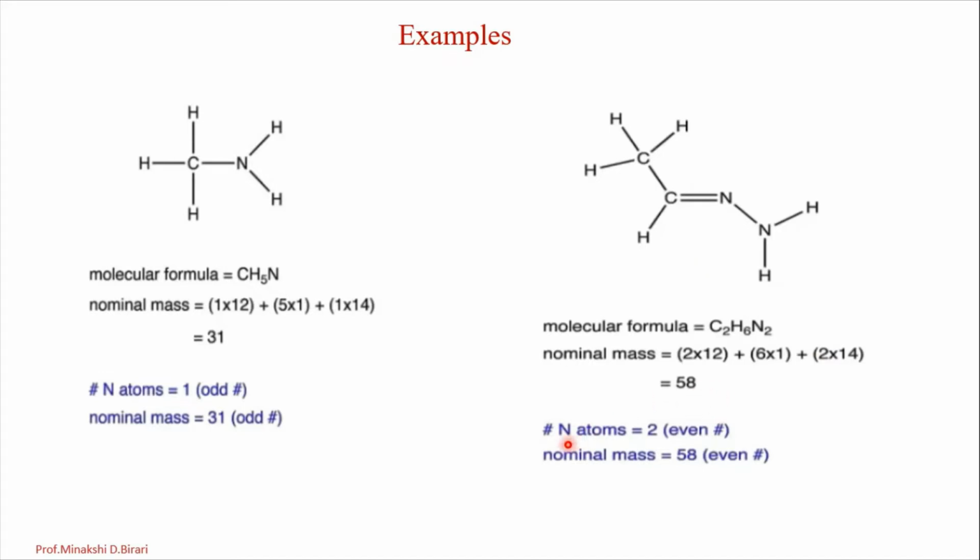So according to the nitrogen rule, here the number of nitrogen atoms is 2, that is an even number. So the nominal mass or m by z value, if we observe the peak, is also observed at an even number value, at 58.